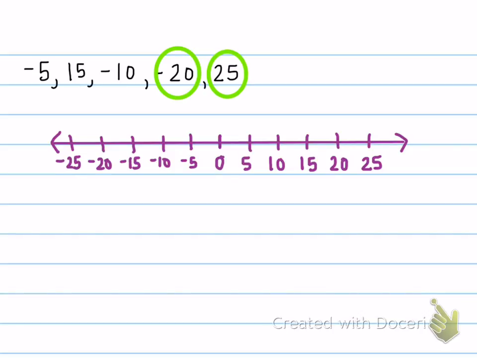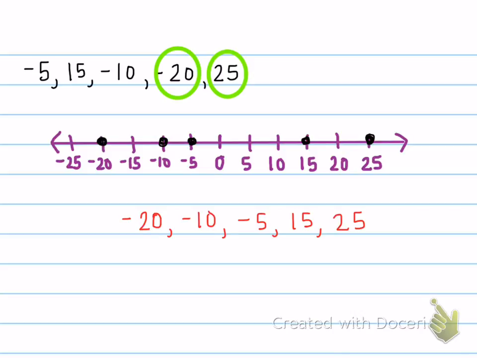All right, so let's plot these then. I have -5, +15, -10, -20, and +25. And because I use this number line, I can easily see that my answer is -20, -10, -5, 15, and then 25.